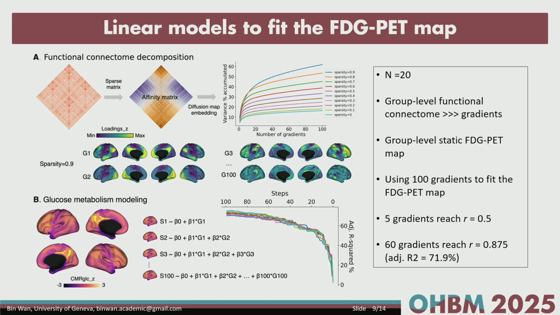Here we show that with more gradients added in the model, the performance just grows, and the convergence stops at 60 gradients. When we use 5 gradients, the correlation between the fitted map and the empirical map is 0.5. This is really comparable to the previous findings using the topological graph. And when we use 60 gradients, it reaches 0.8.